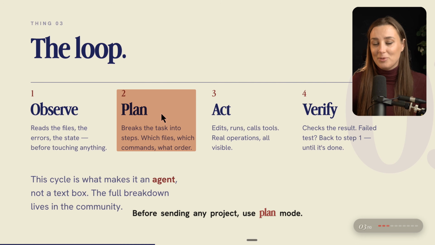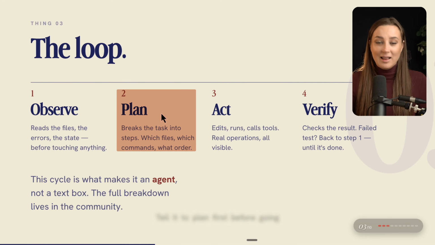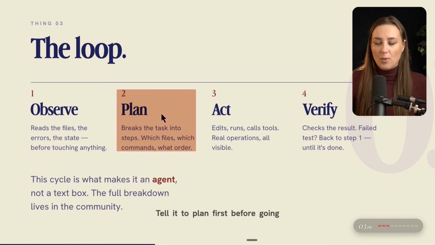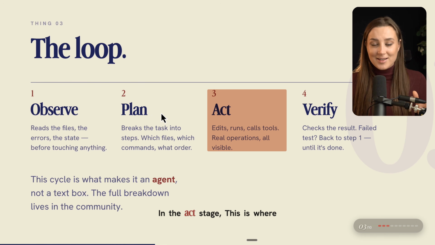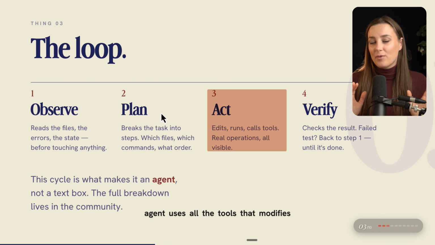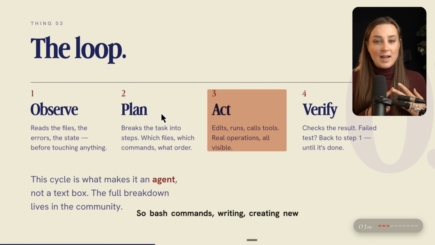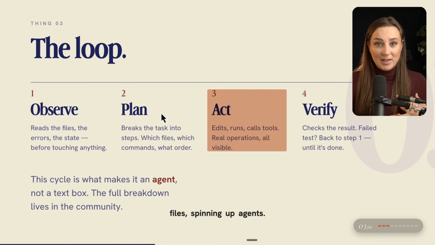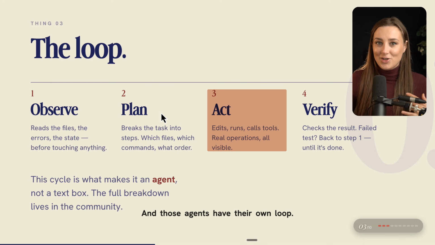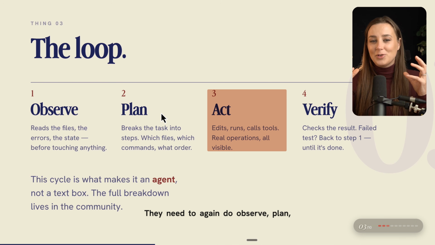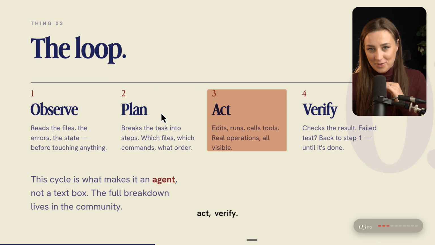Before sending any project, use plan mode. Tell it to plan first before going and touching files. In the act stage, this is where the agent uses all the tools that modify its environment. So bash commands, writing, creating new files, spinning up agents, and those agents have their own loop. They need to again do observe, plan, act, verify.